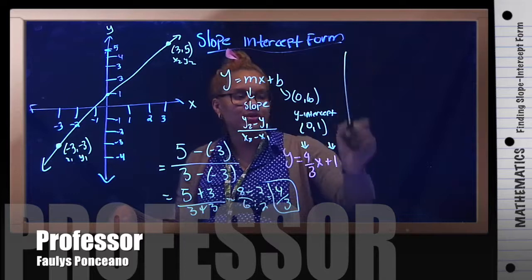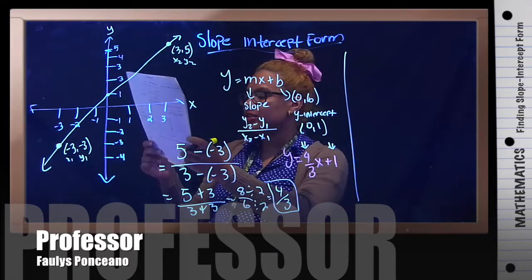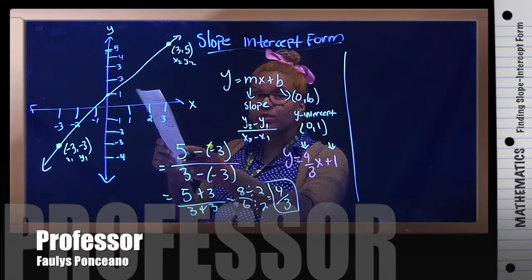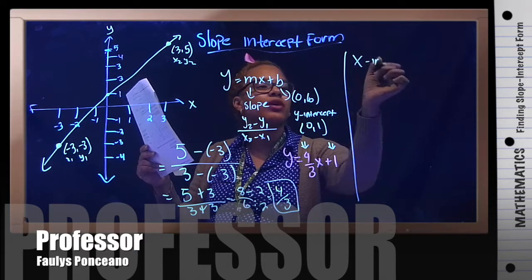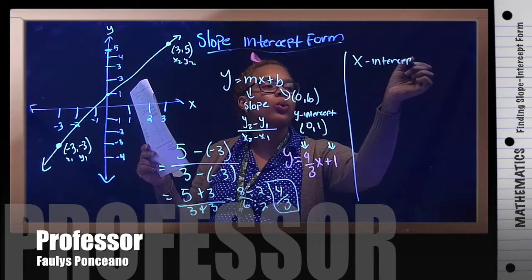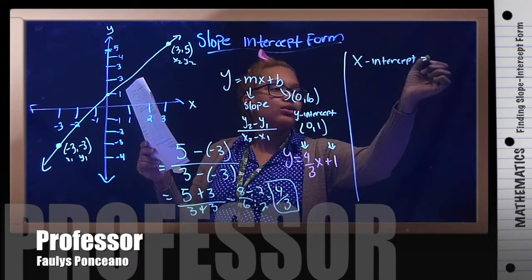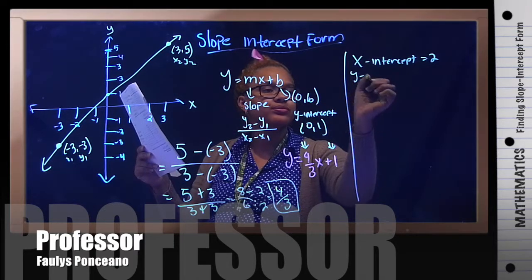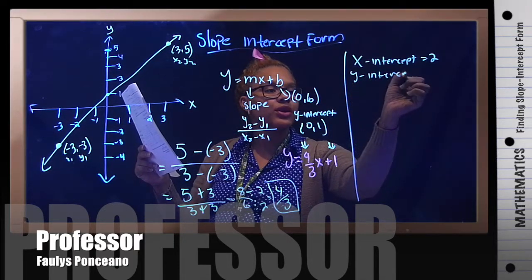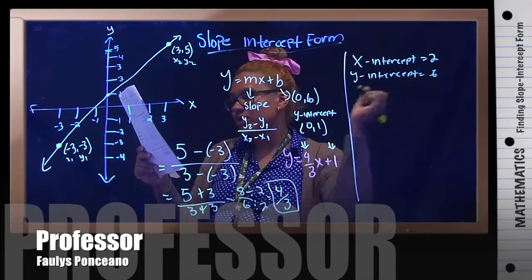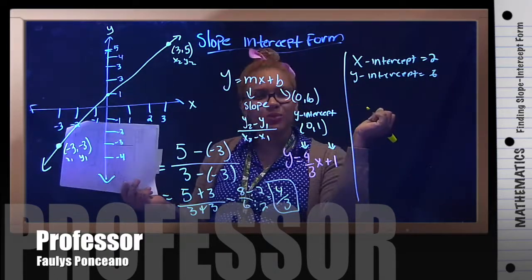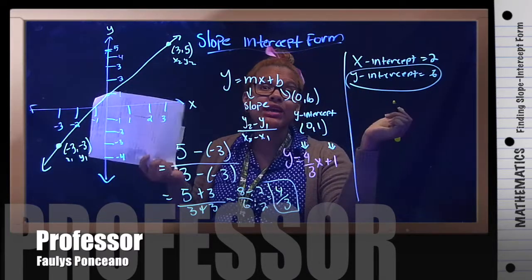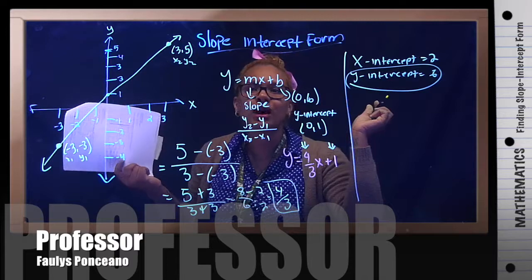Okay, now the next question, it's kind of tricky. I'm going to read it to you. Not tricky. I would say it's easy. It says, if you have an x-intercept that equals 2 and a y-intercept that equals 6, find the slope and the y-intercept. You're given the y-intercept, right? So you already know half of the question.